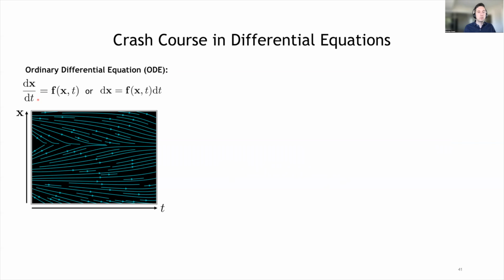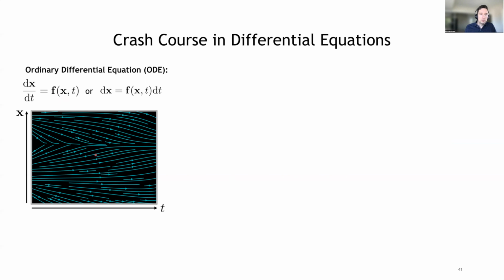Ultimately, one is often interested in the evolution of this state x, or this pixel value x of t. However, that is not what we're given. With an ordinary differential equation, what we're given is an expression for the time derivative dx/dt in the form of this function f. This could, for instance, be a neural network. So what does this mean? This f describes not x itself, but the change of x.